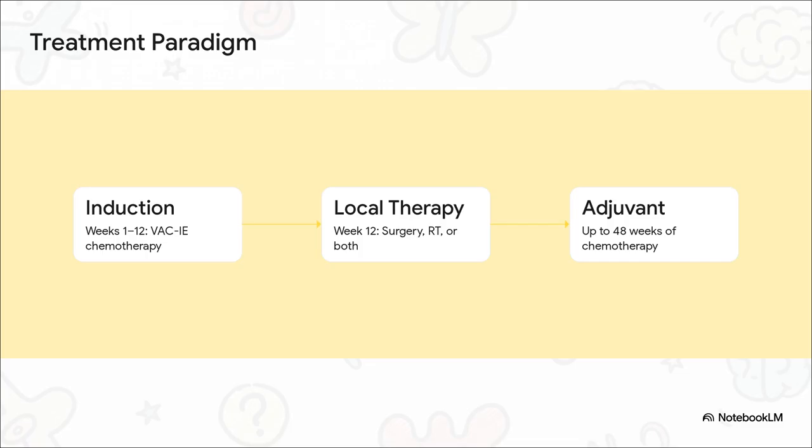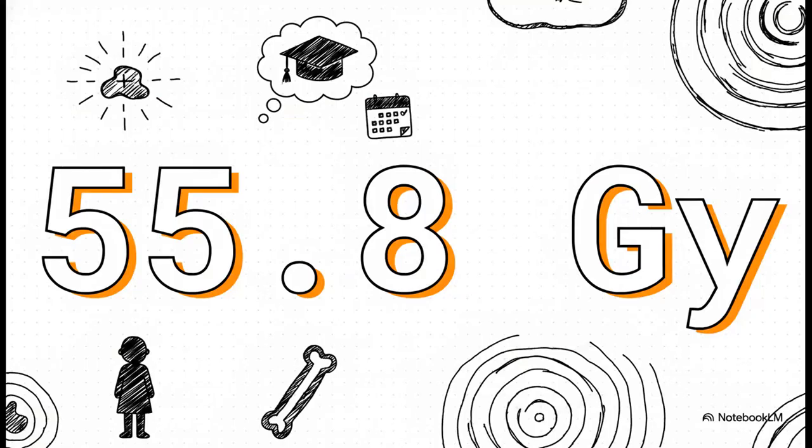Finally, Step 3. After local control is achieved, patients undergo adjuvant chemotherapy for up to 48 weeks. It is a really grueling year-long process for these kids. So when definitive local control falls entirely to radiation therapy, meaning surgery just isn't an option because of the tumor's location or the potential morbidity, what dose are you prescribing? 55.8 gray. That's it. 55.8 gray is the highly specific, single institution target dose you absolutely must commit to memory for achieving local control in Ewing sarcoma.